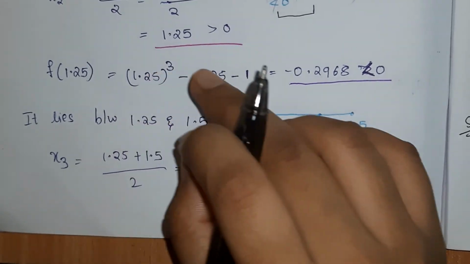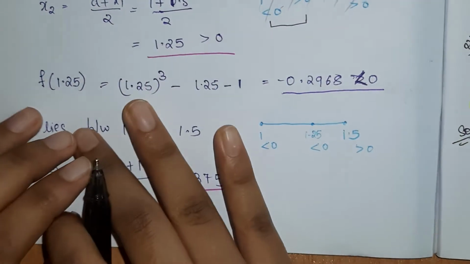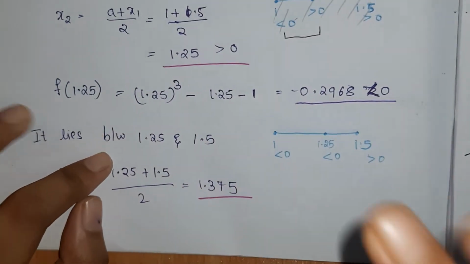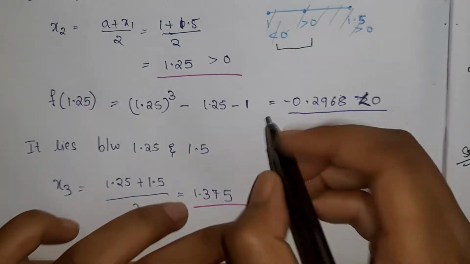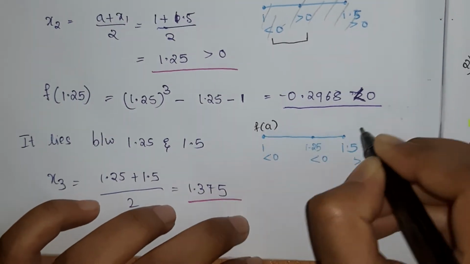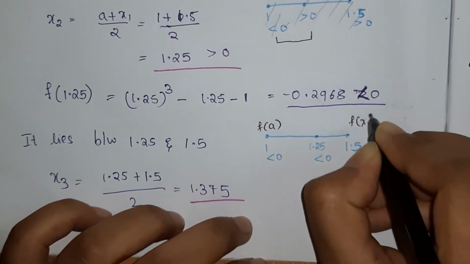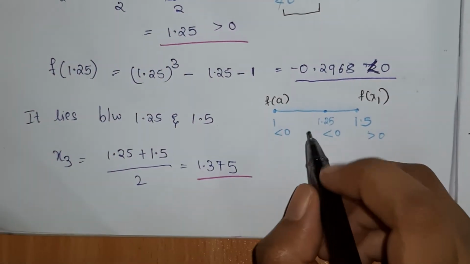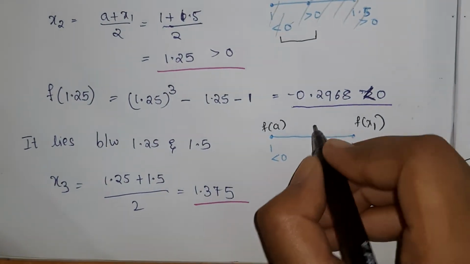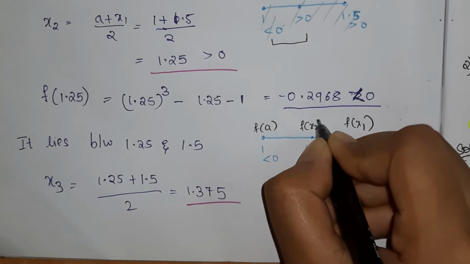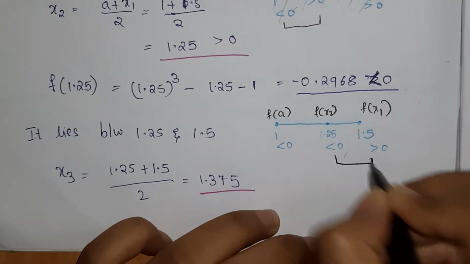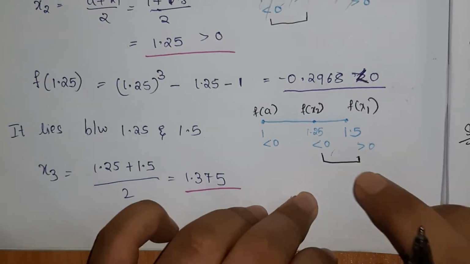Whenever we find x1 or x2, we have to find f of that value also. Then here we got negative. Now this is f of a, this is f of x1. Now where does f of x2 lie? Here. You see here we got negative, so f of x2 is a negative value. So what? Now the root lies between f of x2 and f of x1.